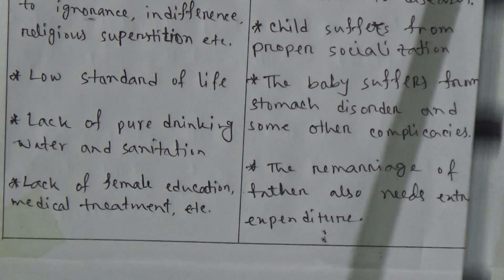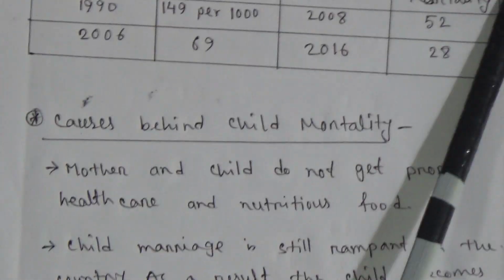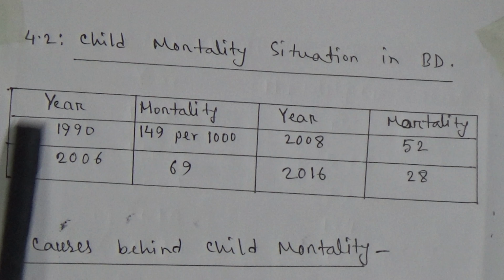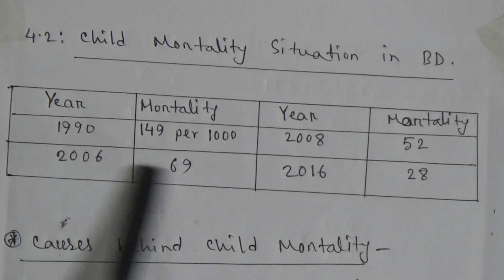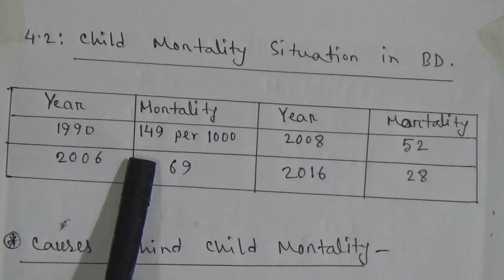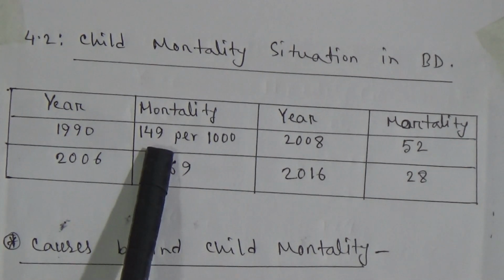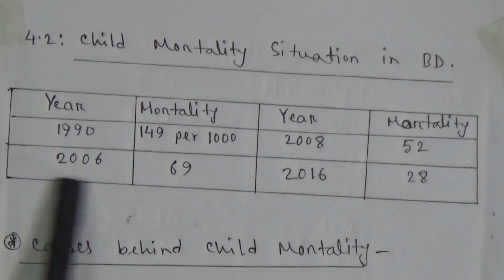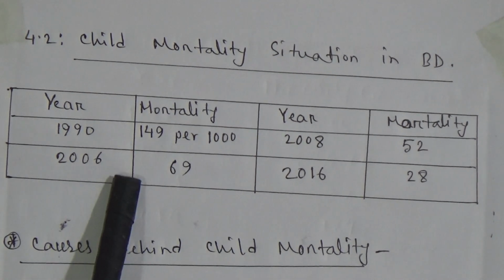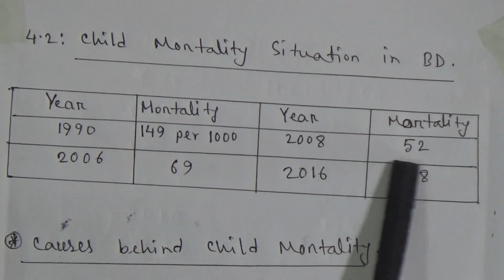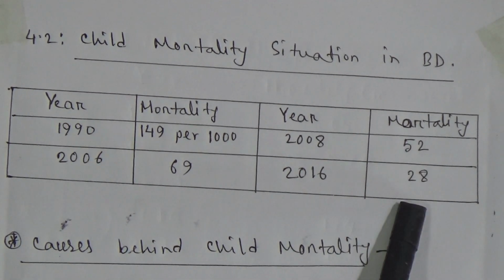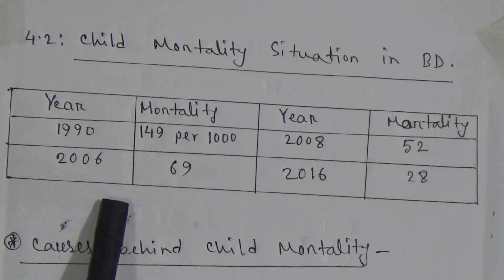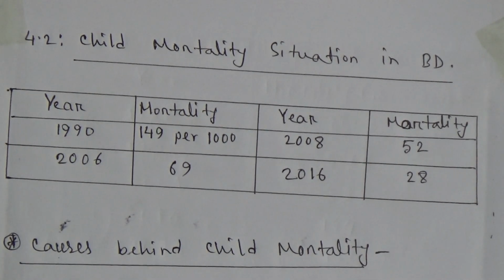Now we will go for 4.2, child mortality situation in Bangladesh. At first we will look at the years, and then the mortality rate in the country. In Bangladesh in 1990 the child mortality was 149 per 1000, and in 2006 it became 69, in 2008 it became 52, and in 2016 it became 28. It is decreasing gradually day by day, but this is also alarming for a developing country, because we still have child mortality in our country.